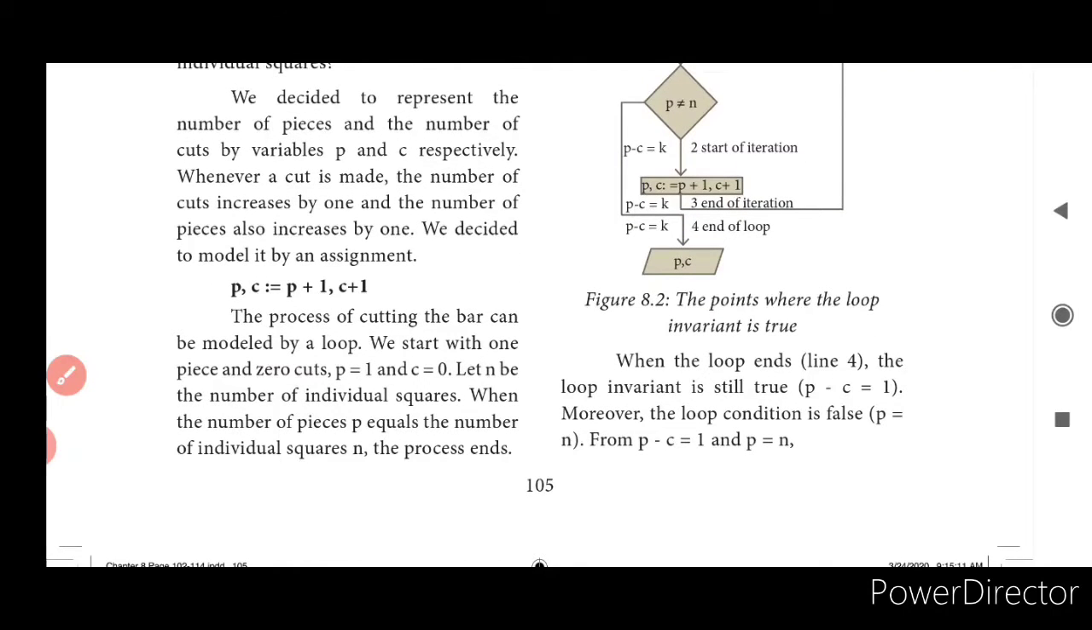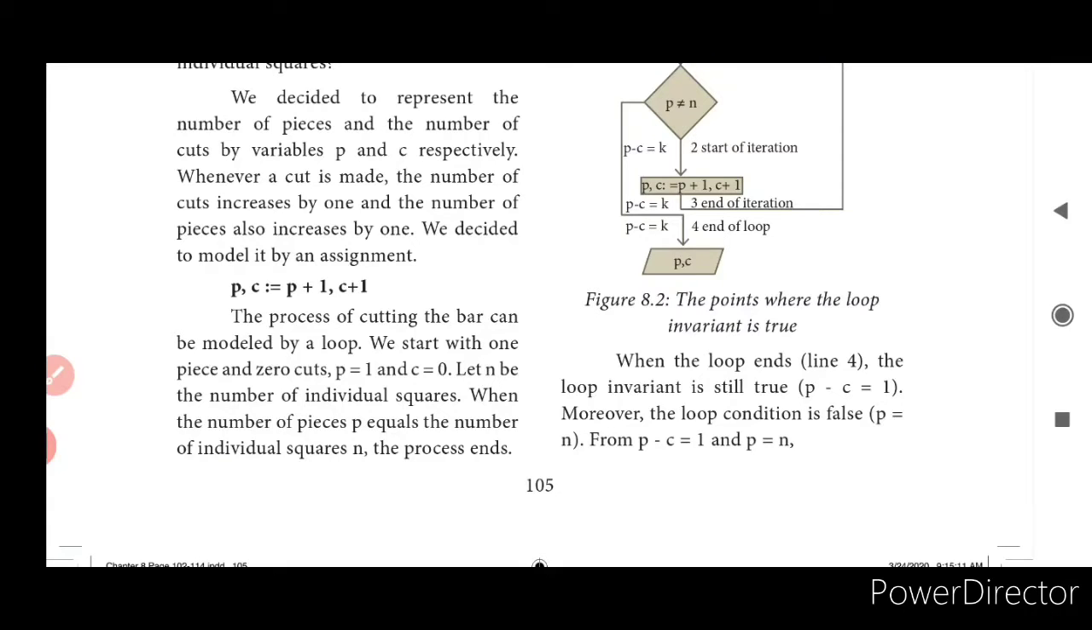The process of cutting the bar can be modeled by a loop. Why did we want to get into a loop now? Because we will not be cutting it only one time. We will continue the process several times. We start with one piece and 0 cuts. Yes or no? There will be one bar and there will not be any cuts initially. This is your initial process. So piece is equal to 1 and cut will be equal to 0.